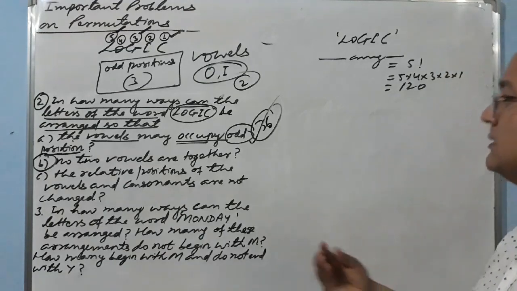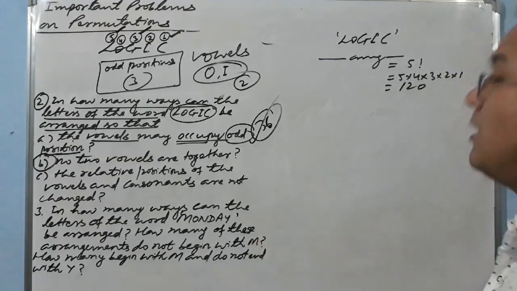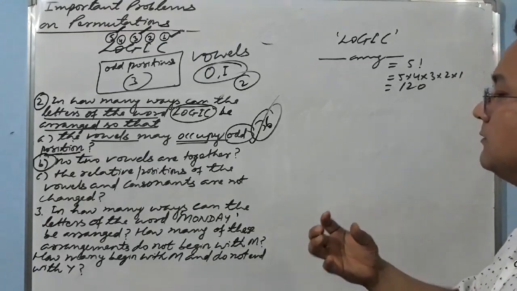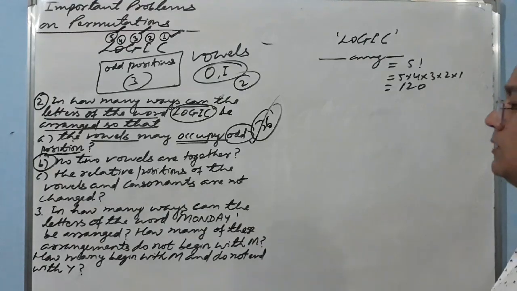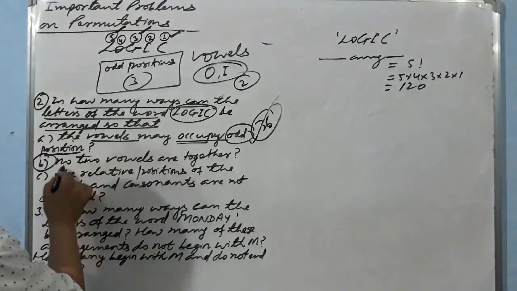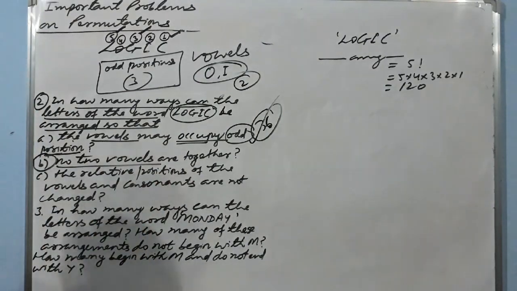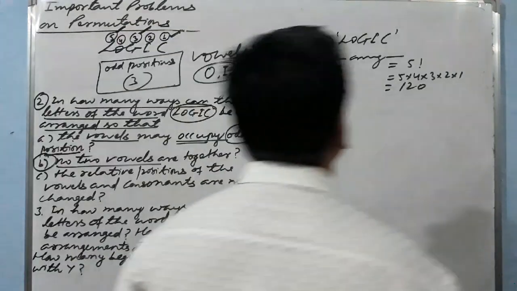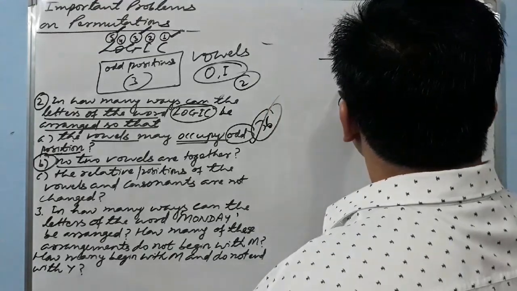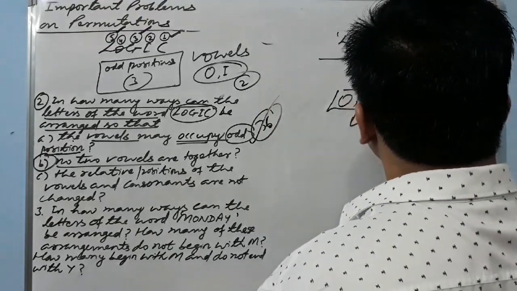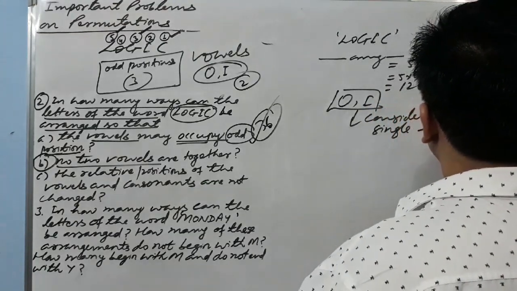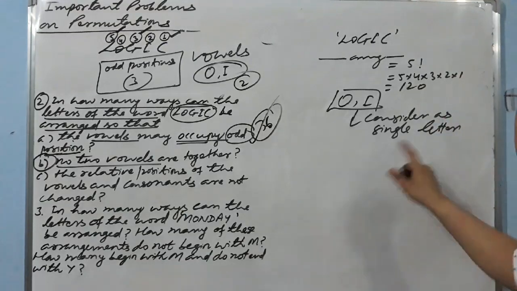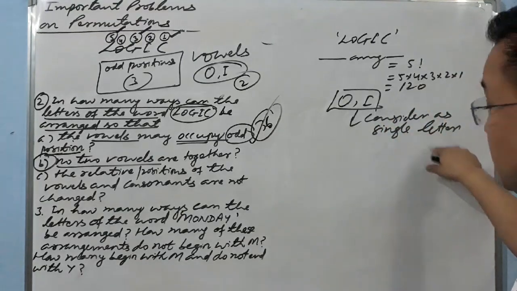In this, we may have 2 vowels together in some arrangements, and in some we may not. But we want to find only those in which the two vowels are not together. Whenever we have to find this, we first find the arrangements with the 2 vowels together, because it is an easy process. The vowels are O and I, and we consider these two vowels as a single letter.